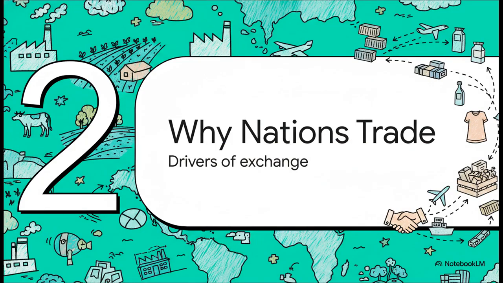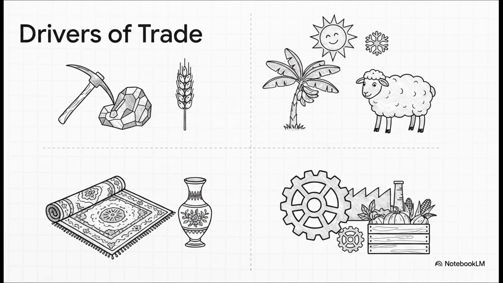Section 2, why do nations trade? So the absolutely crucial question we have to ask next is, why do modern nations actually need to trade with each other at all? Why not just make everything at home and call it a day? Well, the short answer is simply differences. The world's resources are completely, entirely, unevenly distributed.